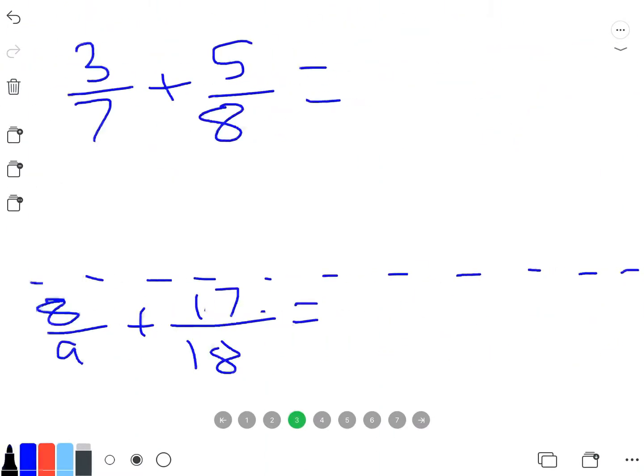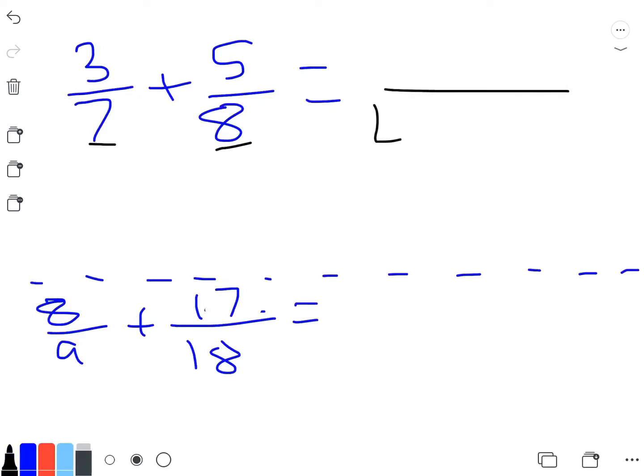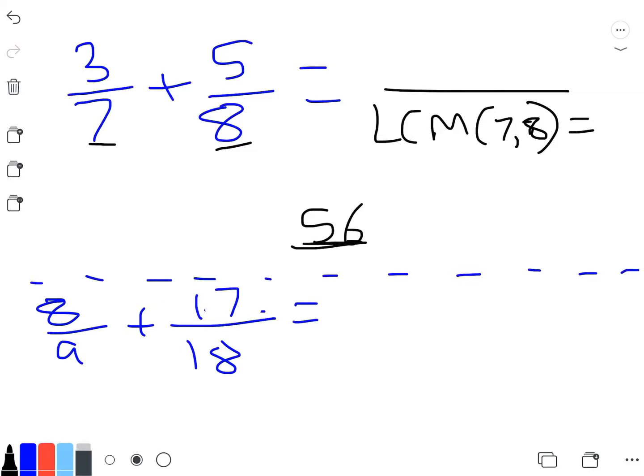So we have 3 by 7 plus 5 by 8. We want to find the least common multiple of 7 and 8. And that is 56. Now, what do we multiply by 7 to get 56? We multiply by 8. So we multiply by 8 on the top and the bottom. Now, what do we multiply by 8 to get 56? We multiply by 7. So we multiply by 7 on the top and the bottom.